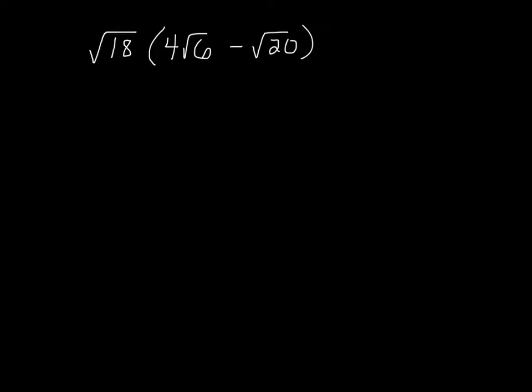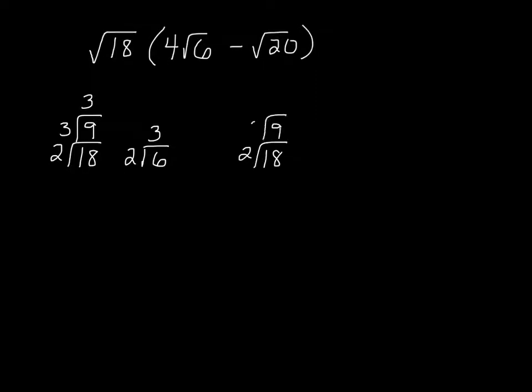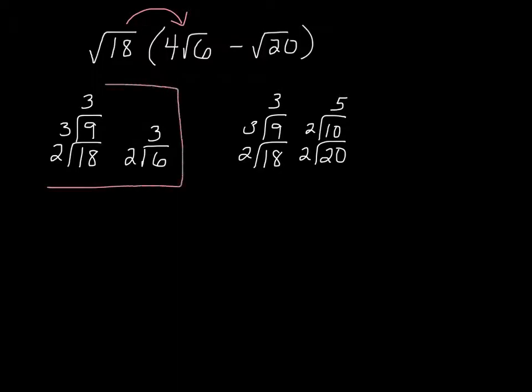In order to multiply this problem, we're going to have to distribute the root 18 to 4 root 6 and to root 20. So we'll start off by factoring everything. So we're going to do root 18 times 4 root 6. So I'm looking at these two sets of factors that I've done.